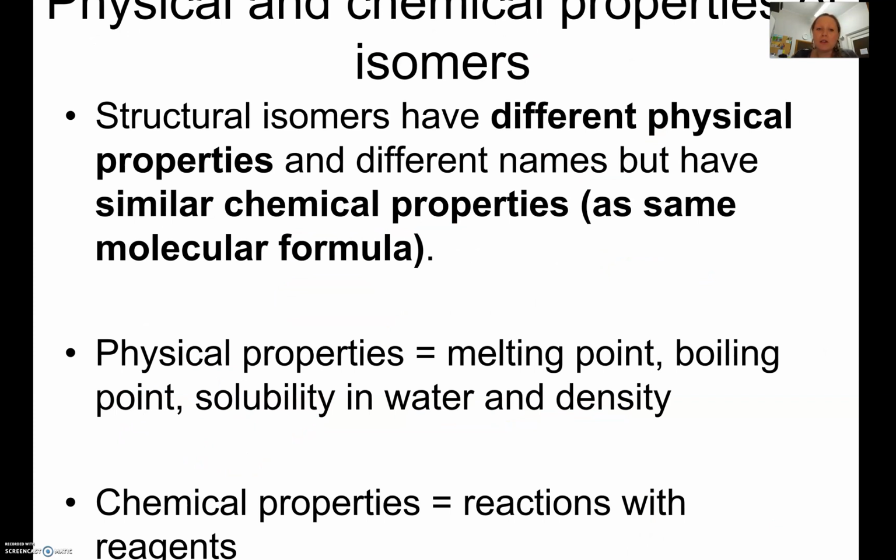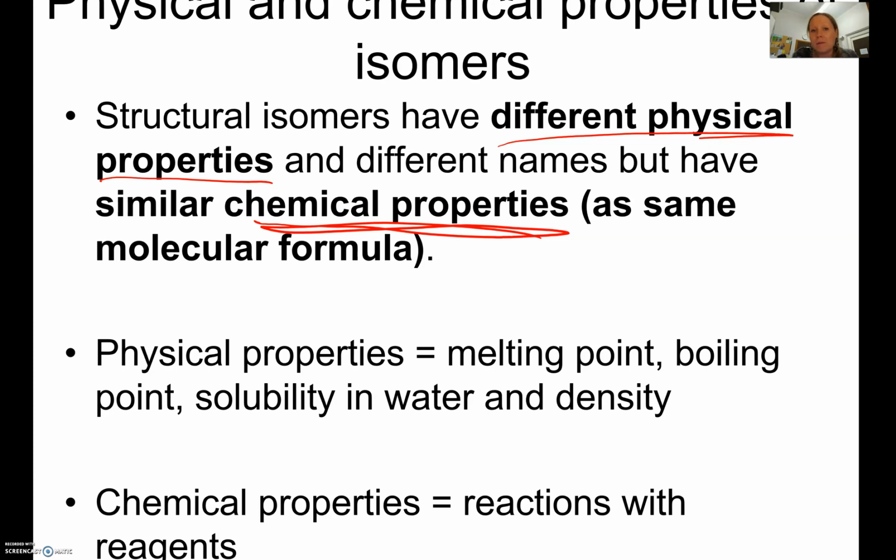Okay, before we do, I just wanted to mention to you that structural isomers have different physical properties, and their chemical properties are relatively the same. The reason why their chemical properties are relatively the same is because they're made up of the same atoms, so they have the same functional groups.